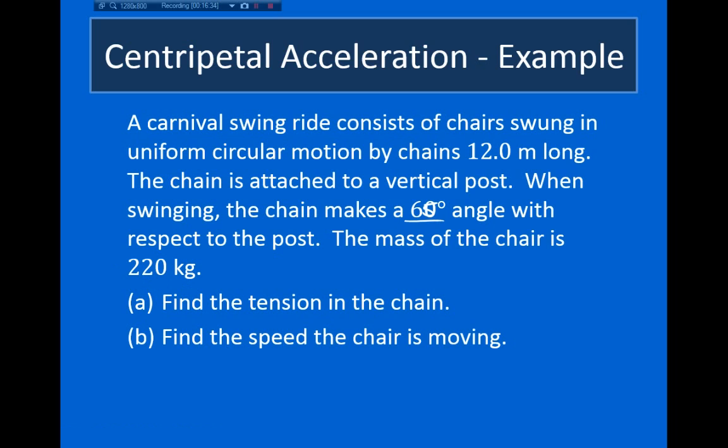So this question is broken into two parts. The first part asks us to find the tension that's in the chain, and it turns out that's not too bad. The second part then asks us to figure out how fast this chair is moving so that the chain forms the 65-degree angle.